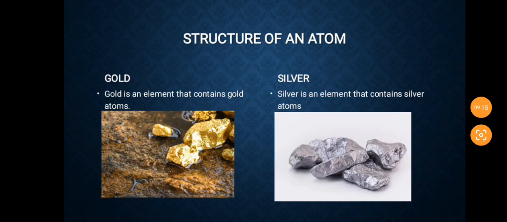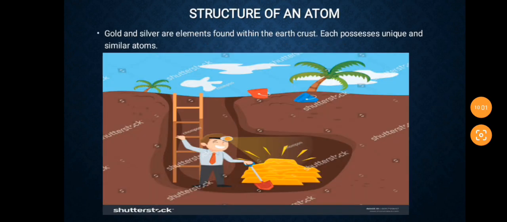So you see that gold is an element that contains gold atoms. Don't forget I mentioned that an element has its own unique atoms. Silver also is an element that contains silver atoms. Both gold and silver are elements found within the earth crust, and each possesses unique atoms, like we have seen before.